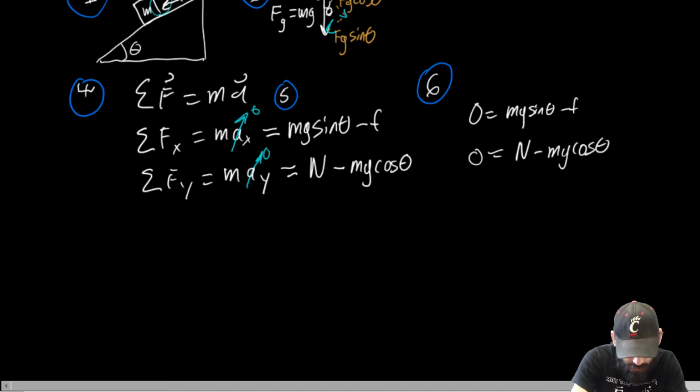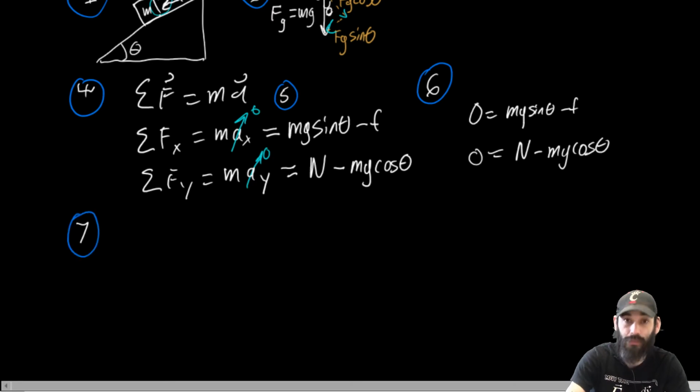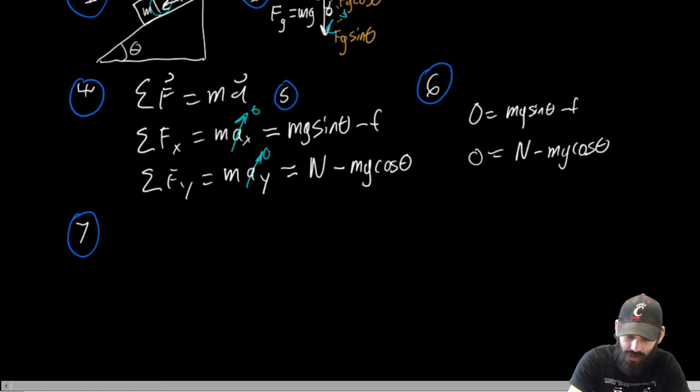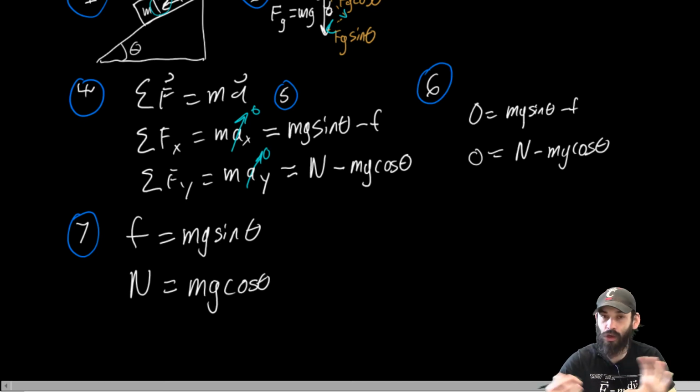And so really, there's kind of a step 7, and that's once we've set up these equations, we can solve for what it is that we're ultimately looking for. And solving these equations says that F, the force of friction, is going to be equal to mg sine of theta, and the normal force is going to be equal to mg cosine of theta.